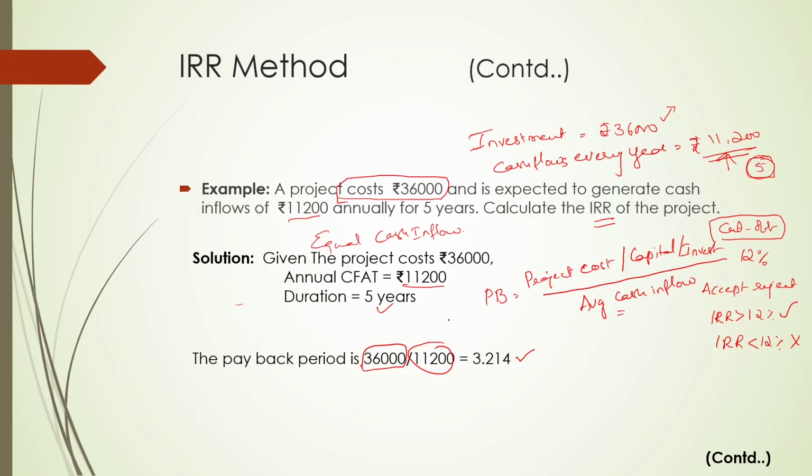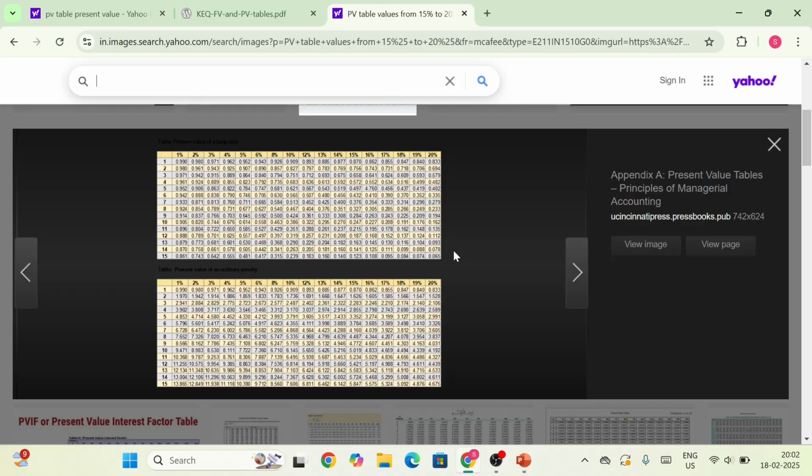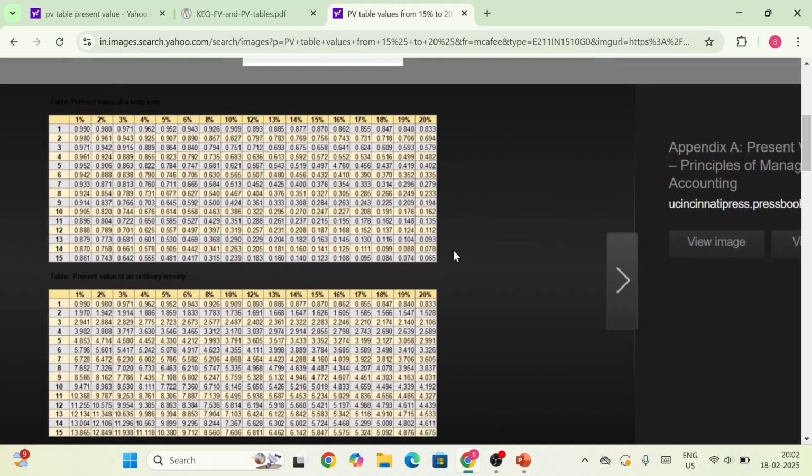That is the payback period of this project, 3.214. Now how to proceed further? Fine. If you see here, there are two tables. The above one is A3 and this is A4. So we need four pieces of information here.